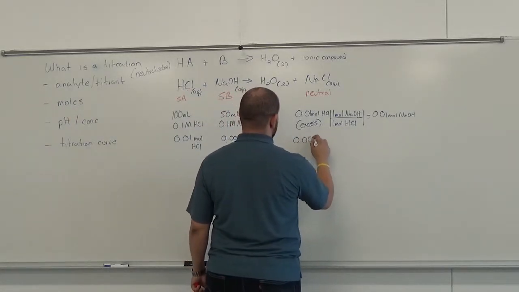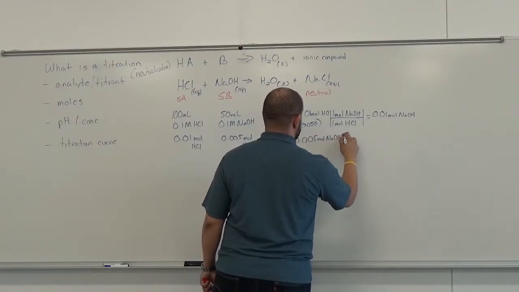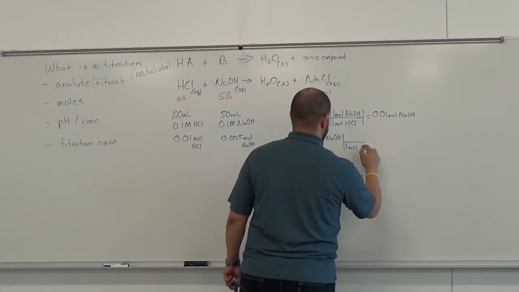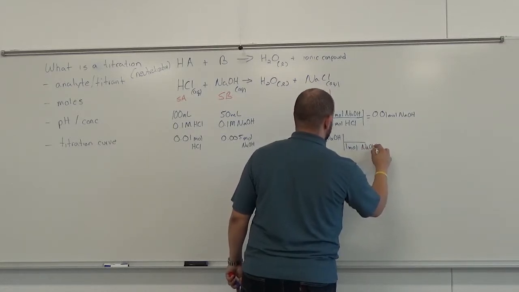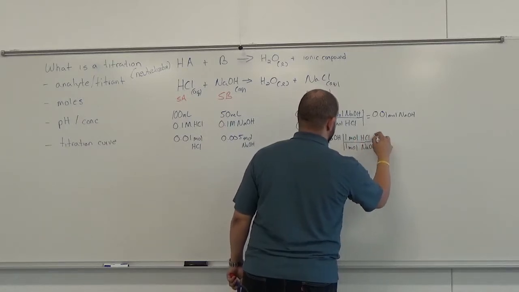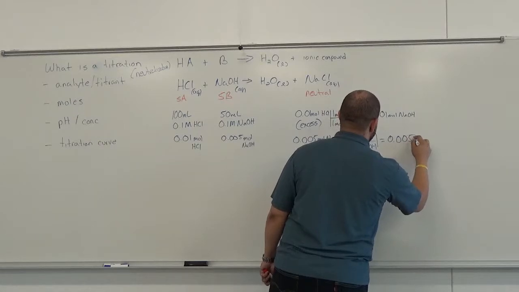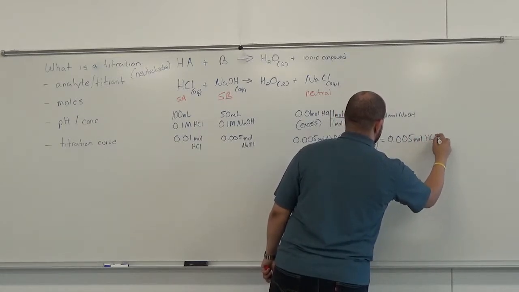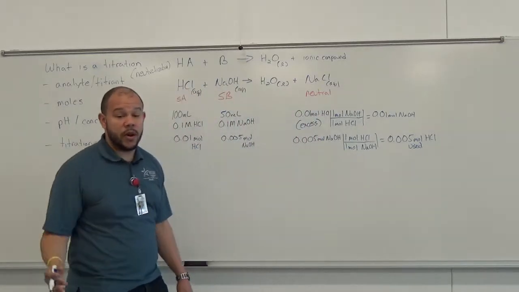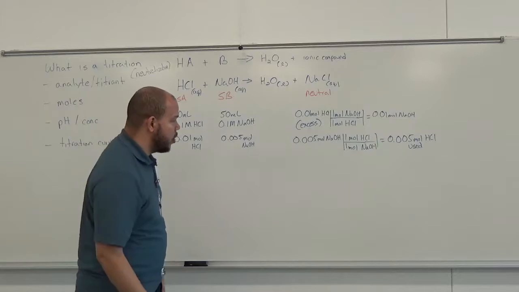So 0.005 moles of NaOH, and for every 1 mole of NaOH, we are using up 1 mole of HCl, which means that we're using up 0.005 moles of HCl. Again, this is basic stoichiometry from General Chemistry 1. Now, how do we apply it to acid-base equilibrium is what we're going to learn today.